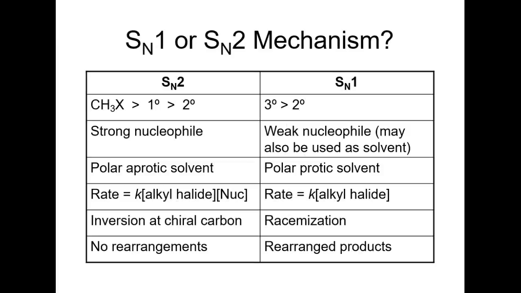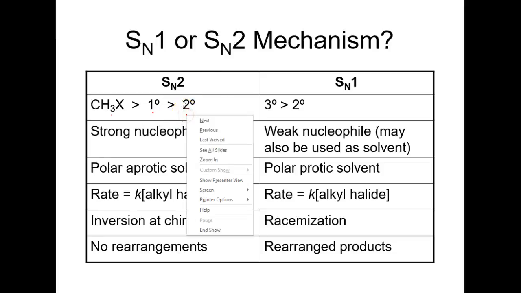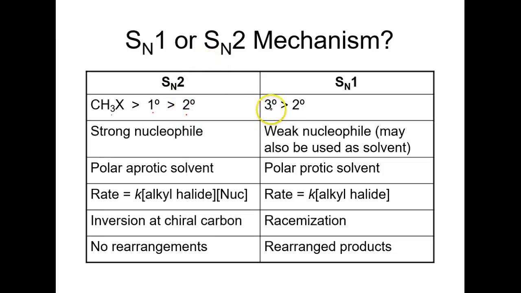All right. So here's a side-by-side comparison of SN2 versus SN1. Methyl is smaller than primary, smaller than secondary. That's the order. Tertiary, because you could form a tertiary carbocation, is more stable than a secondary. Remember, notice you don't even have primary here. Strong nucleophile, weak nucleophile. We did not talk about solvents, so don't even worry about the solvent choices.